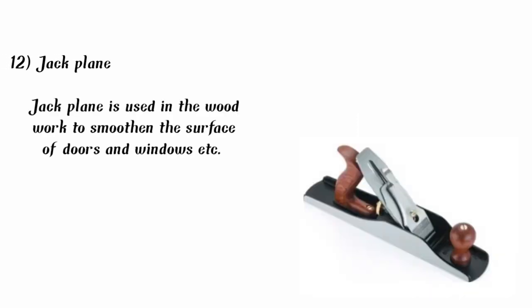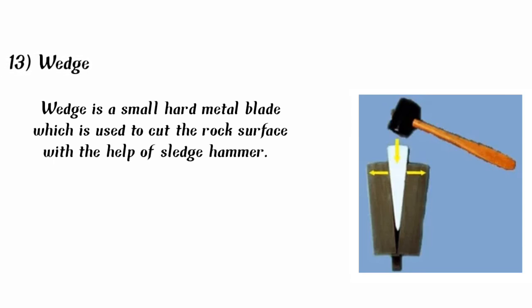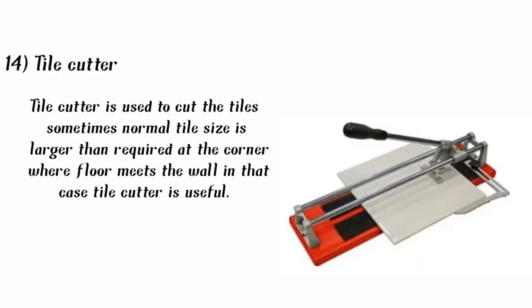Number 12. Jack plane. Jack plane is used in woodwork to smoothen the surface of doors and windows, etc. Number 13. Wedge. Wedge is a small hard metal blade which is used to cut the rock surface with the help of sledgehammer.